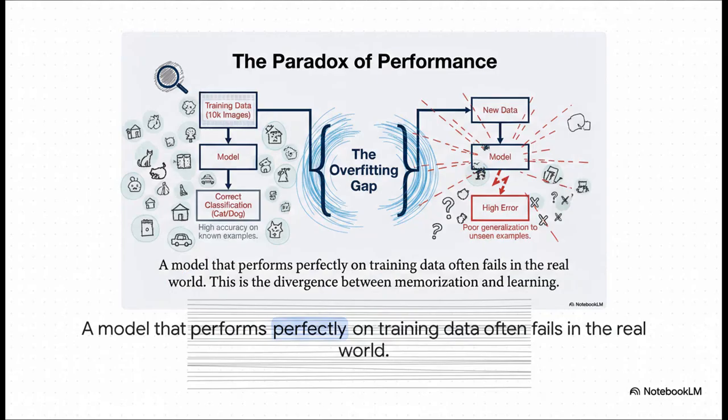So first things first, we have to understand the problem we're trying to solve. And I like to call it the paradox of performance. It's this frustrating thing where you train a model, you give it thousands of examples, and its score on that training data is like 99.9% perfect. You think you've nailed it. But then you show it a brand new picture, something it's never seen before, and it completely bombs. This huge gap between how it does on stuff it's seen versus stuff it hasn't, that's what we call the overfitting gap. And that's the central mystery we need to solve today.